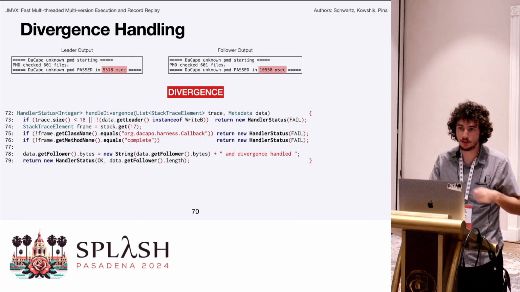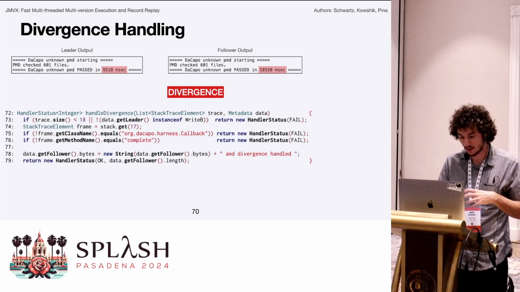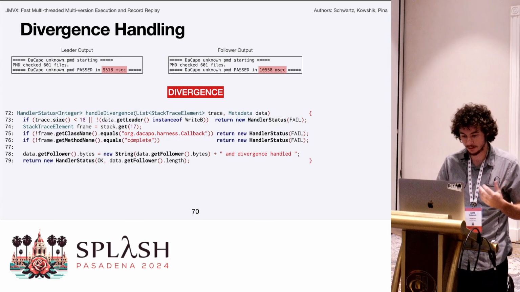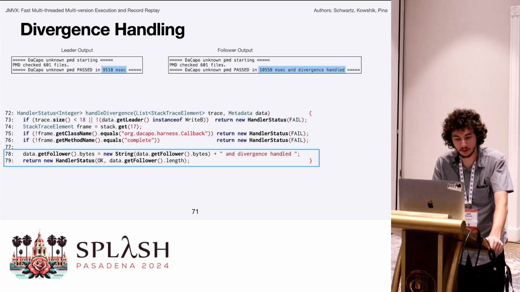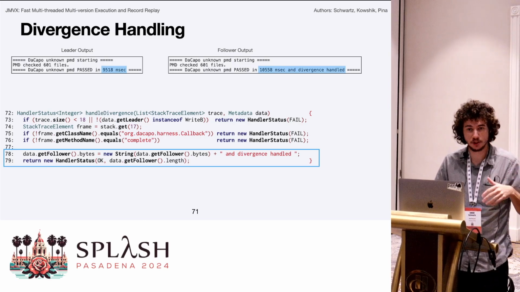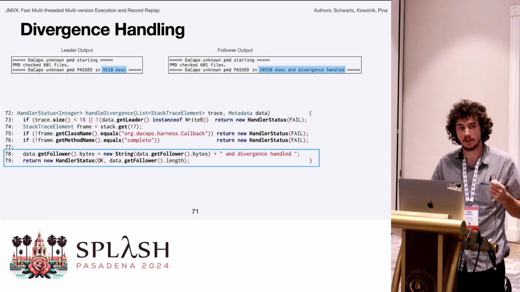This is a method that you write in Java that you supply to Jmvx that will get some details on when the event you expected is different or the data you expected is different. And you can write some code on how to handle that. So in this case, this is checking that we're at the end of a benchmark and then modifies what is printed at the end of the benchmark so we still get accurate timing data from our test harness.